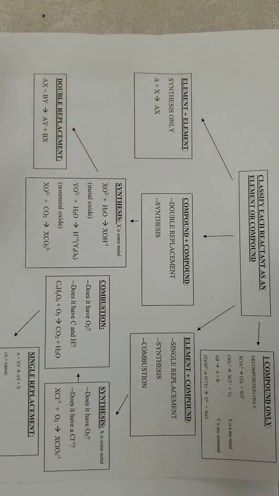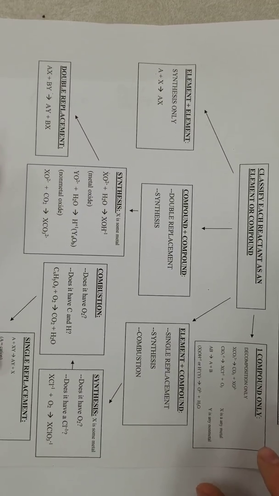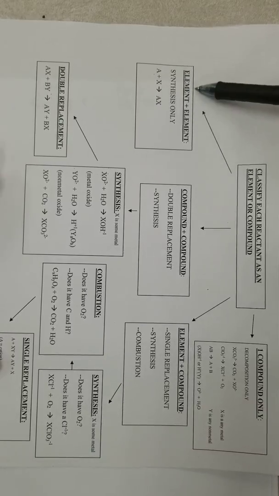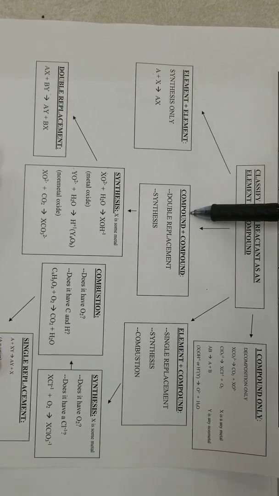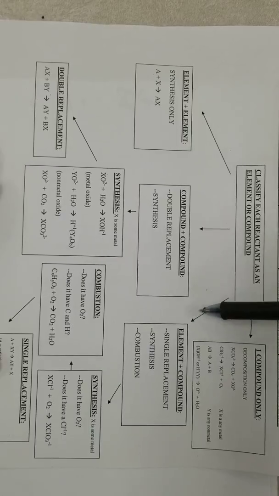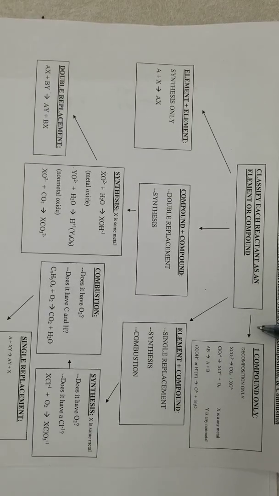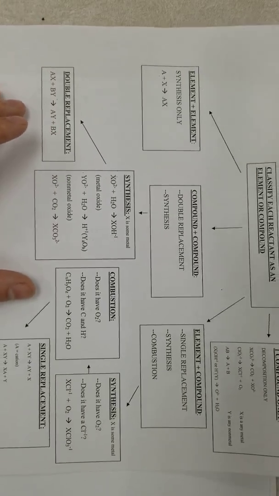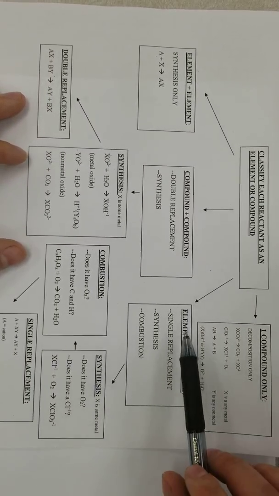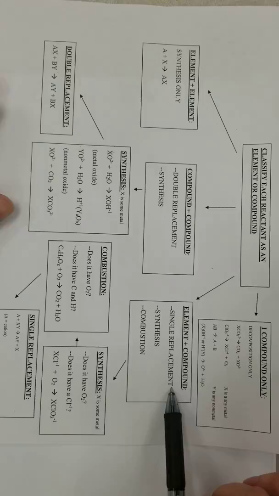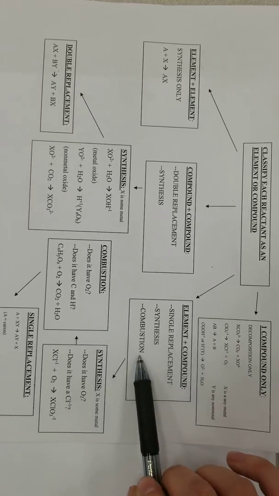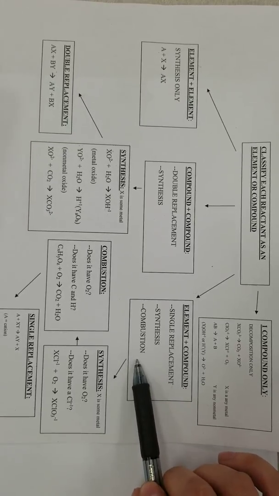So when we look at our flow chart, and I do apologize for it being sideways, it's the only way I can get this to fit into the video. Remember, we have element and element, we have compound and compound, we have element and compound, and we have single compounds. Just for our reactants, that's all we're looking at. We're not looking at what the products are, we're just looking at what our reactants are. So with element and compound, this can either be a single replacement, a synthesis, or a combustion reaction.